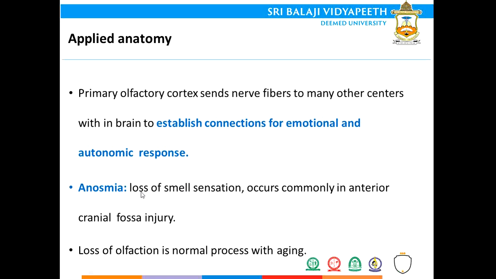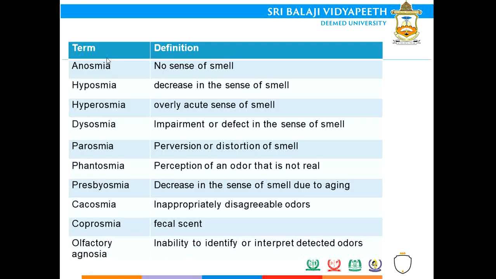The second one is anosmia, when there is a loss of smell sensation, which can occur in anterior cranial fossa injury. Loss of olfaction is also a normal process with aging. Now these are a few terms which you should remember. What is anosmia? There is no sense of smell. What is hyposmia? That means a decreased sense of smell.